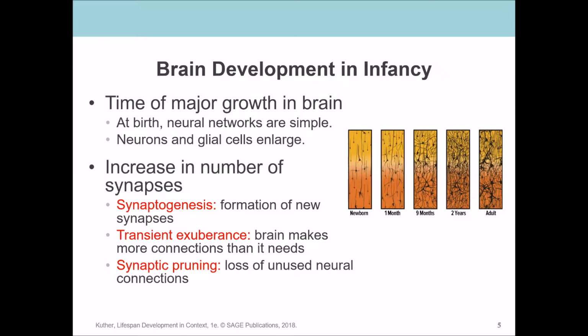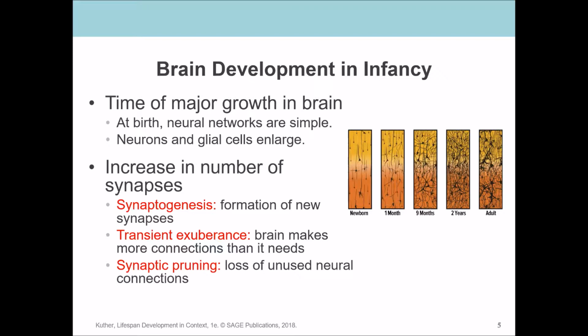But also I want you to pay attention to the difference between 9 months and then 2 years, and then as an adult. You'll notice that the 2-year-old stage has lots of connections. So what has happened is synaptogenesis, the creation of many new synapses, or that space in between two neurons and how they communicate. What's happening is transient exuberance. The brain makes many more connections than it actually needs in the first few years of life, and this is in preparation to receive any and all conceivable types of stimulation.